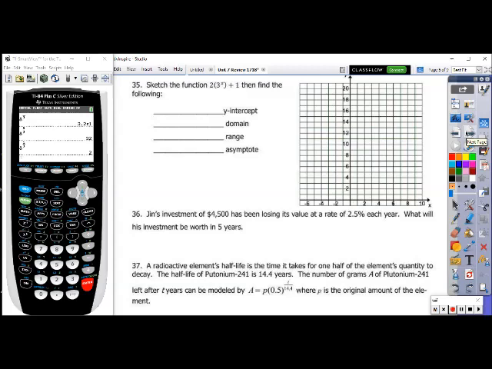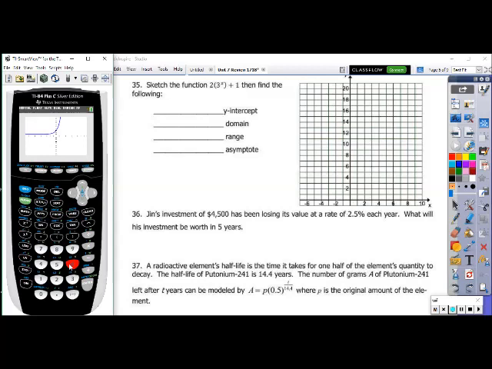On number 35, we can use our calculator to sketch that function, and then we're going to find each of the following. So you go to y equals, and you're going to put it in exactly the way you see it. 2 parentheses, 3 caret x. Make sure you arrow to the right, press parentheses, and plus 1. If for some reason your graph is off, make sure that you hit zoom 6. I'm going to do that just in case. So I hit zoom 6 and it stays the same.